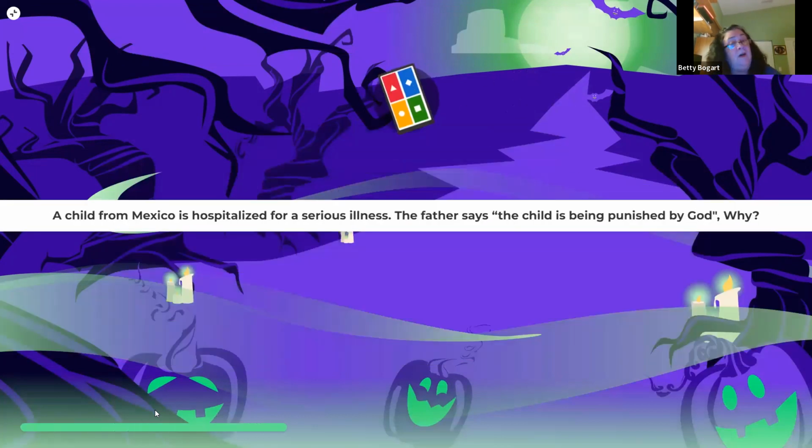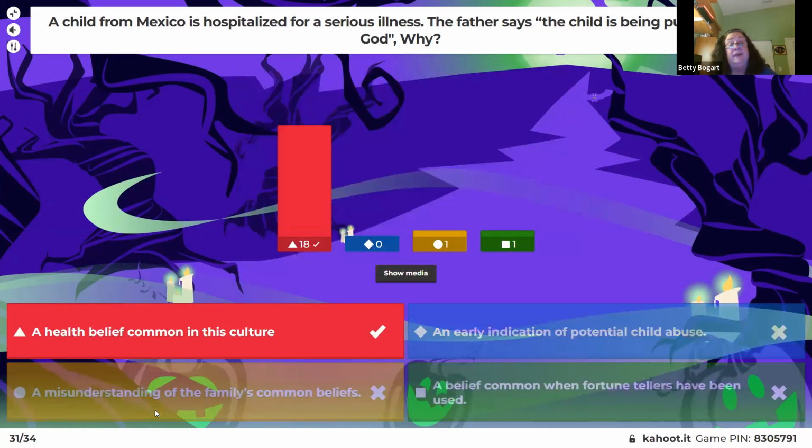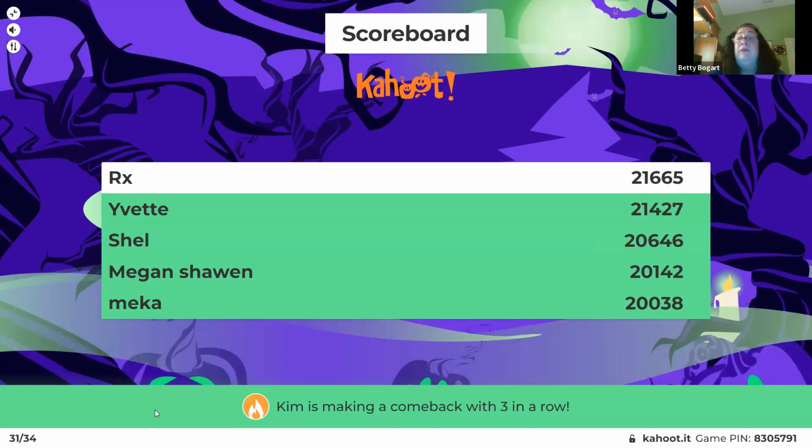A child from Mexico is hospitalized for a serious illness, and the father says the child's being punished by God. Why? This is their belief. This is what they believe, that if you've done something wrong, that's why you're getting sick. It has nothing to do with normal sequence of events. So that's their belief. There's nothing you can do to change their belief. It's what they believe.